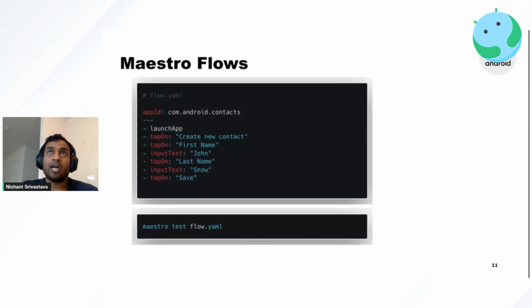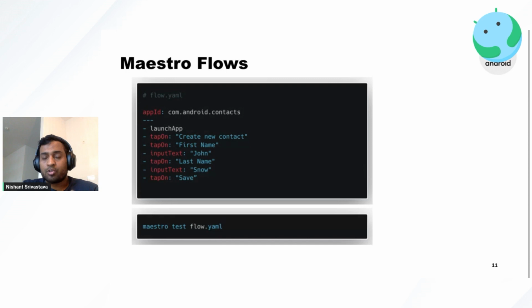In general, what you have done in part of setting up Maestro is just install Maestro using their URL or installation instructions, and you get a Maestro CLI. And at the end, what you need to do is just run this file using the command maestro test flow.yaml. That's it. Now, I said that the same test could actually be used across iOS and, let's say, React Native and Flutter. How do I do that?